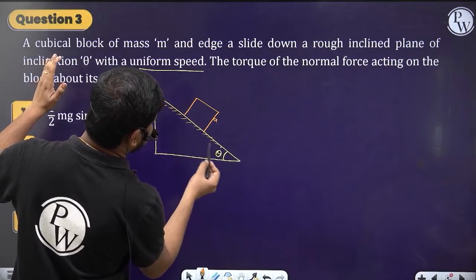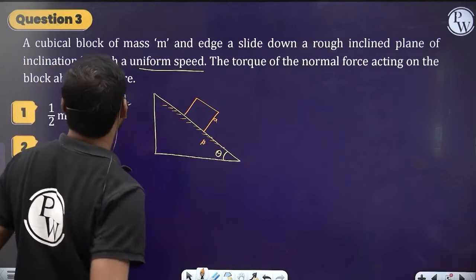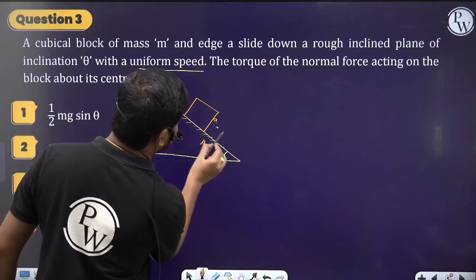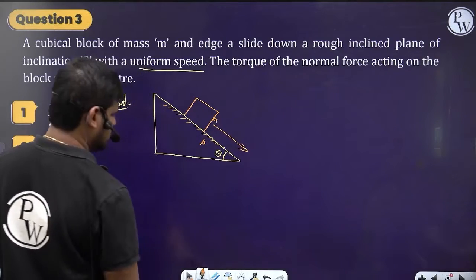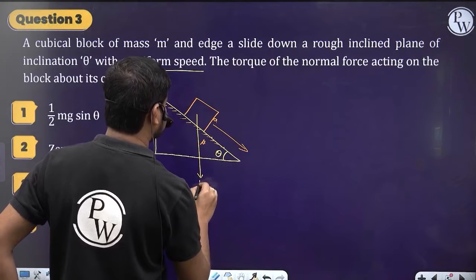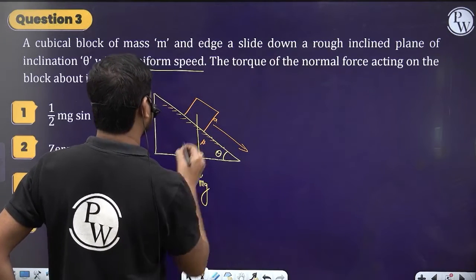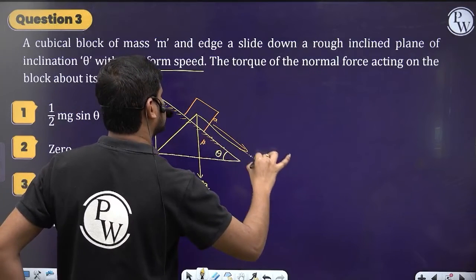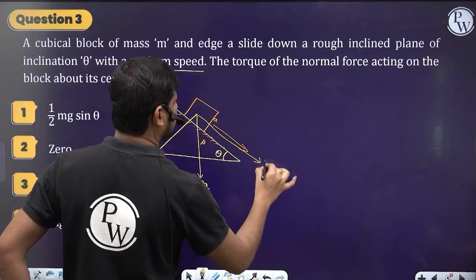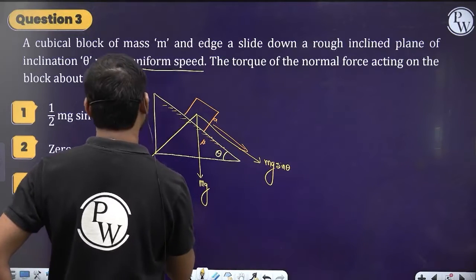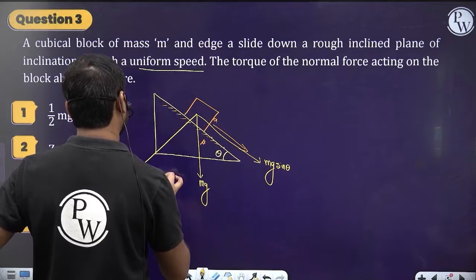So let's say its coefficient of friction is mu, and the body is moving with uniform speed. Now we know that its weight acts downward, so its weight mg will have two components: one along the inclined plane, which is mg sin theta, and the other perpendicular to it, which is mg cos theta, right?